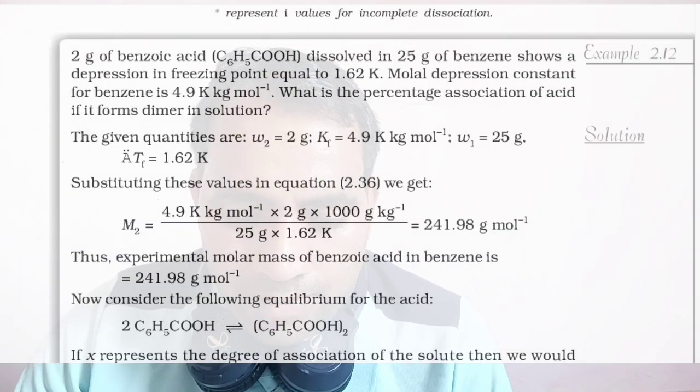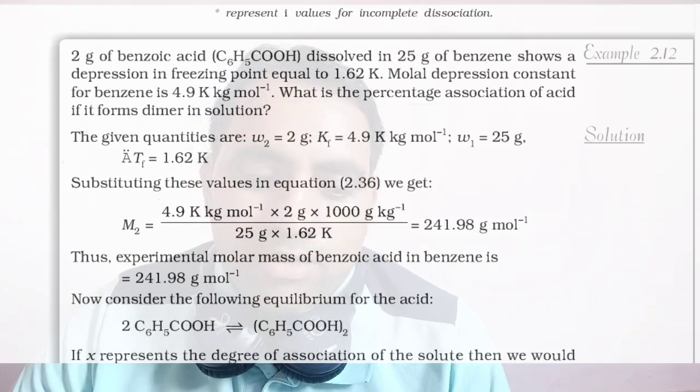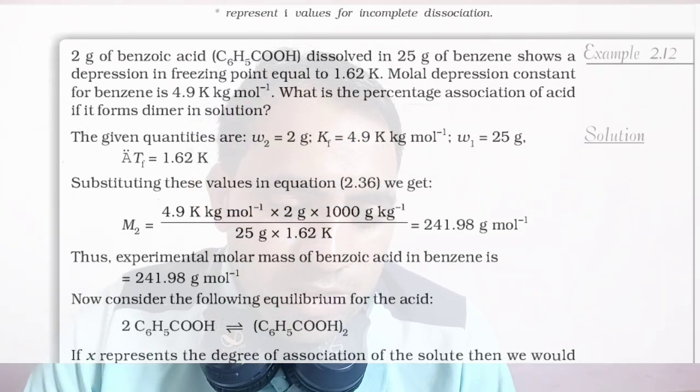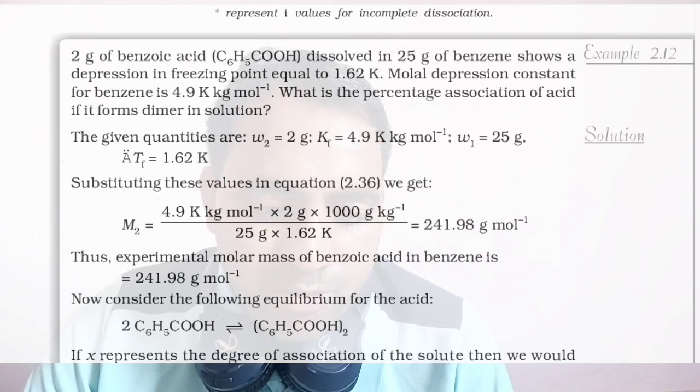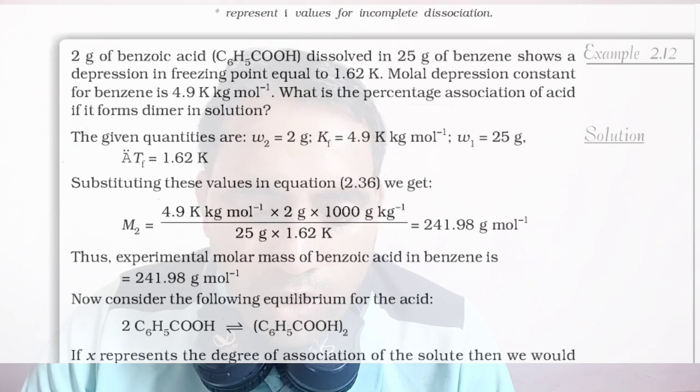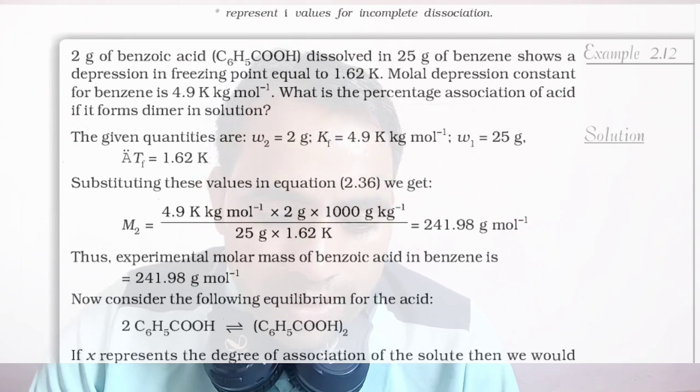We can understand the Van 't Hoff factor from the NCERT examples. In example number 2.12 on page number 57: 2 gram of benzoic acid is dissolved in 25 gram of benzene, so the depression in freezing point equals 1.62 Kelvin. Molar depression constant for benzene is 4.9 Kelvin kilogram mole inverse. What is the percentage of association of acid if it forms a dimer in solution?